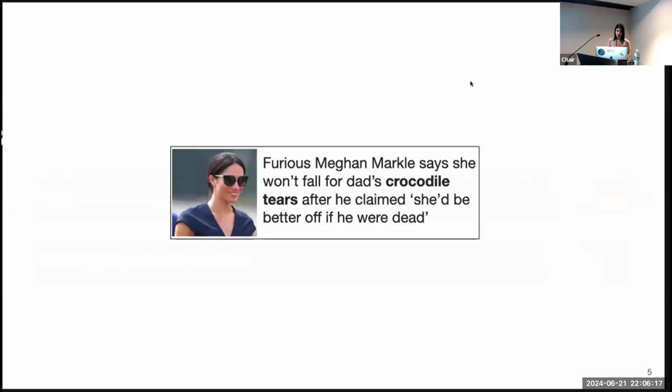Okay, so the first thing that we want models to be able to do is to recognize figurative expressions. So for example, in this news headline, "Furious Meghan Markle says she won't fall for dad's crocodile tears after he claimed she'd be better off if he were dead." In this case, we want to know that crocodile tears is a figurative expression. It's used figuratively. It's not actually about crocodiles and not necessarily about tears even.